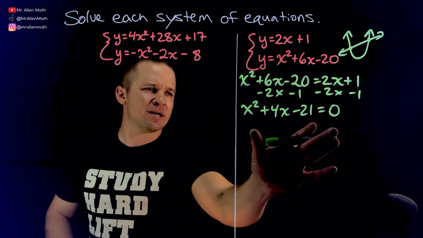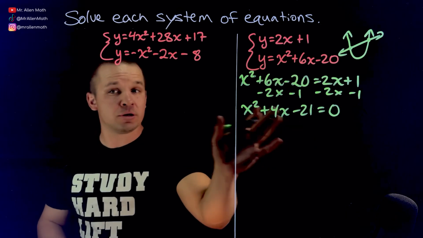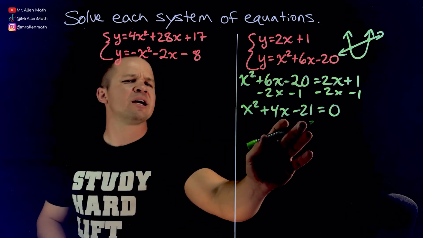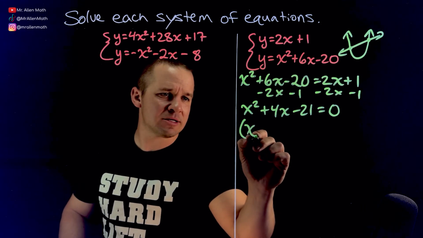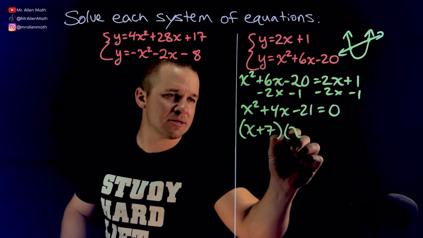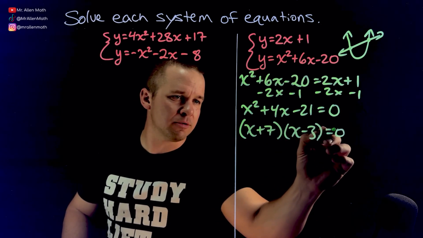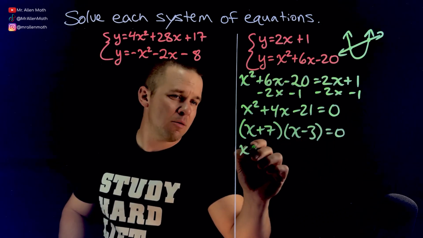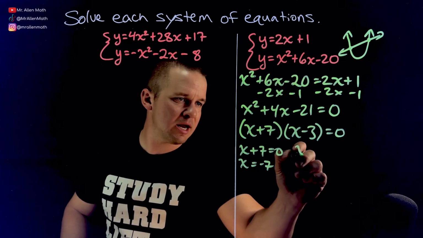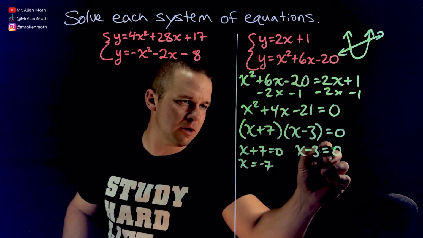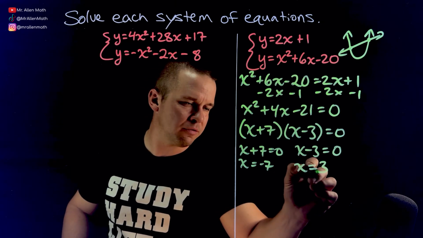So over here, I got to set this equal to 0. I'm going to factor if possible. Does anything multiply to negative 21 and add to 4? Yes, it does. So I have x plus 7 and x minus 3 equals 0. So I'll get x plus 7 equals 0, so x equals negative 7. And x minus 3 equals 0, so we get x equals positive 3.